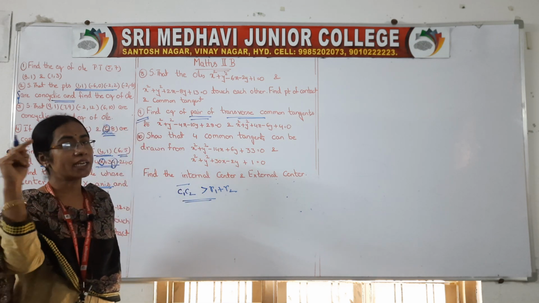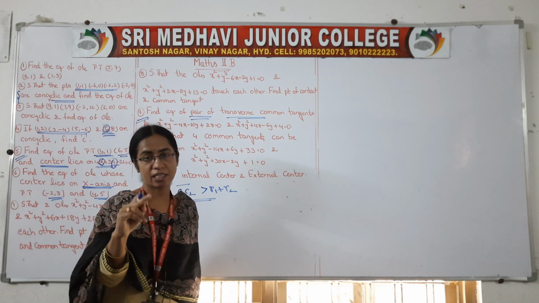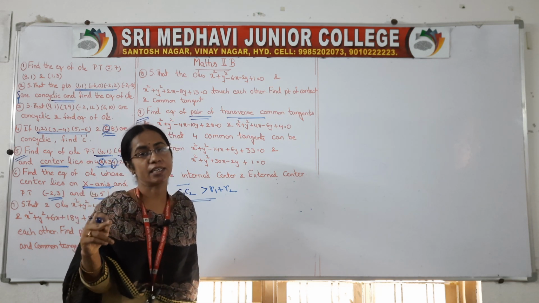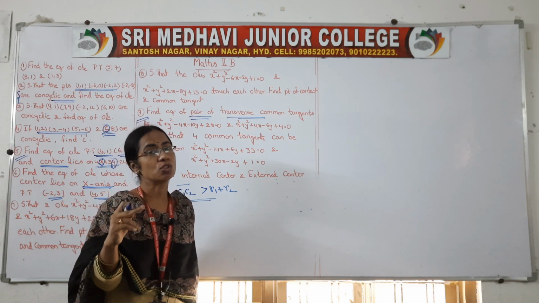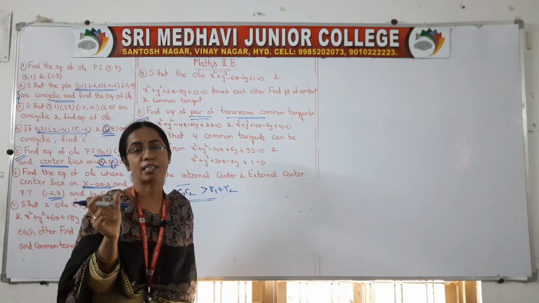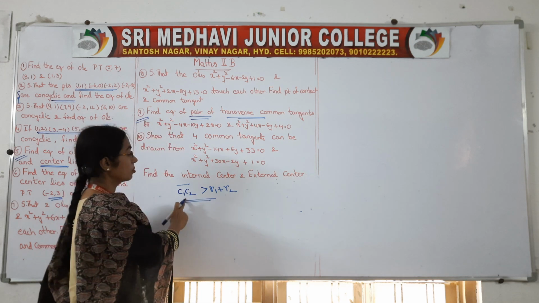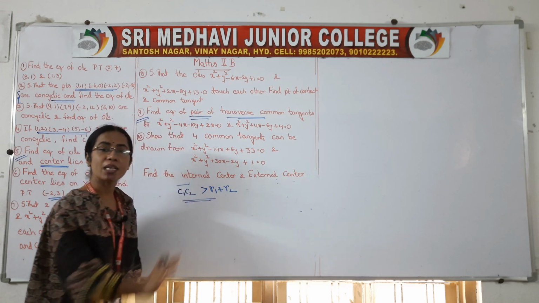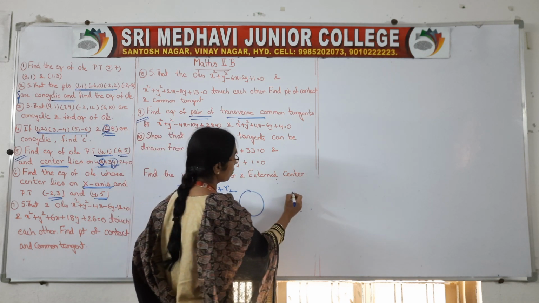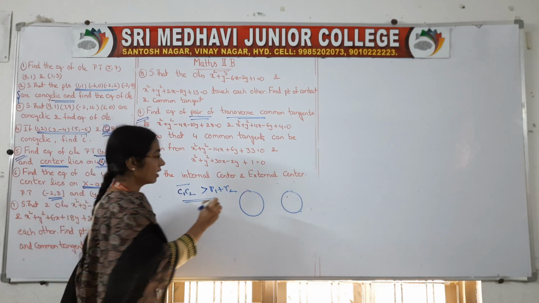That means by taking the first circle, you find out the center and radius, C1, R1. Take the second circle, find out the center and radius, that is C2 and R2. After that, you find out the distance between the centers, that is C1, C2, right? That must be greater than R1 plus R2. Then there is a possibility of 2 pairs of common tangents, right?